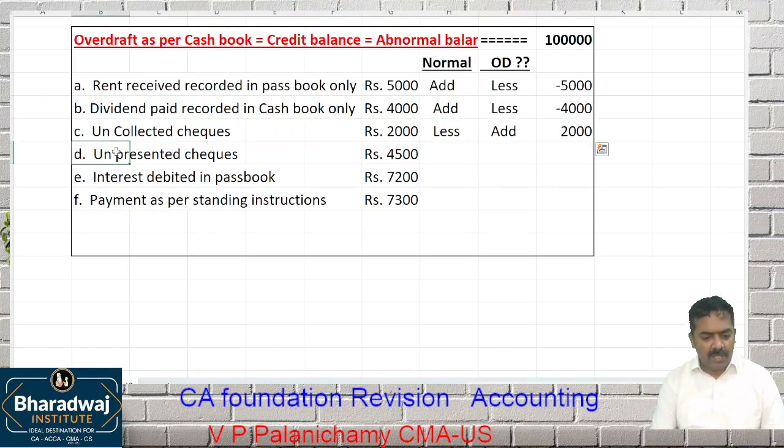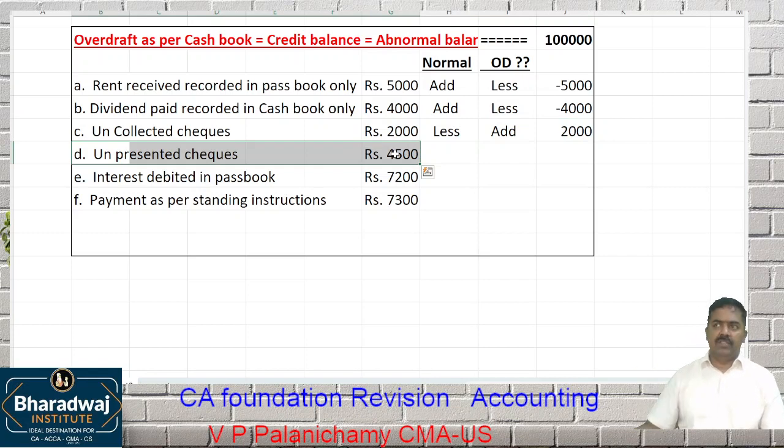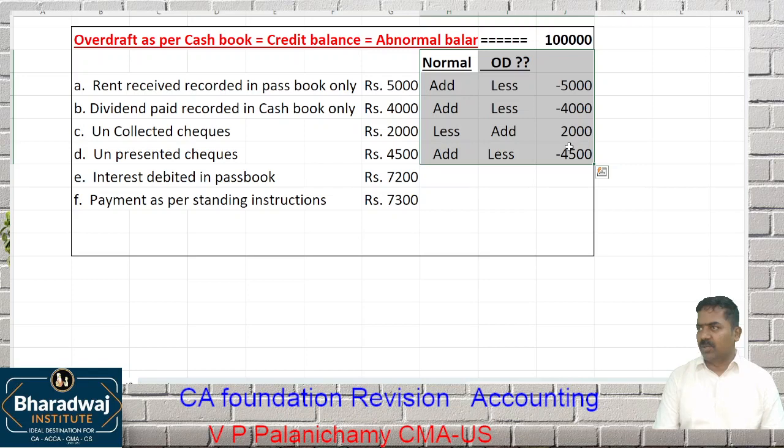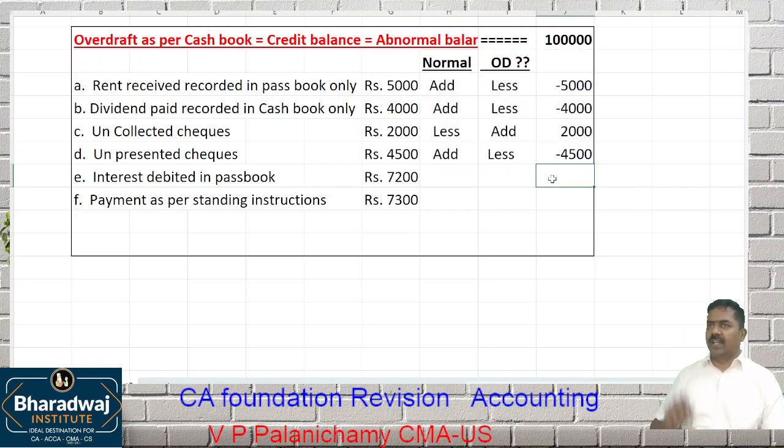Okay. Unpresented check is an outflow. We issued the check, but the check is not presented to the bank for payment. While issuing the check, what you would have done? We would have reduced. Whether the banker has reduced? Normally what we should do? Add back. But OD starting point என்பதால் do the opposite, less 4,500. This explanation you need not write in the exam. This is only for our reference to decide our answer. Then we will draw a proper format.